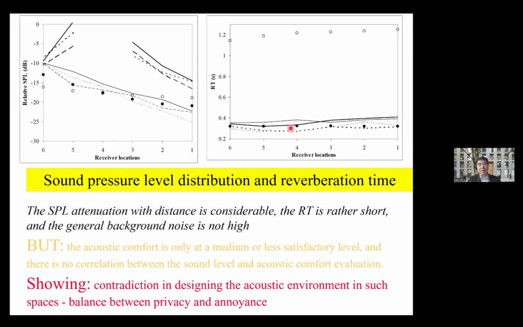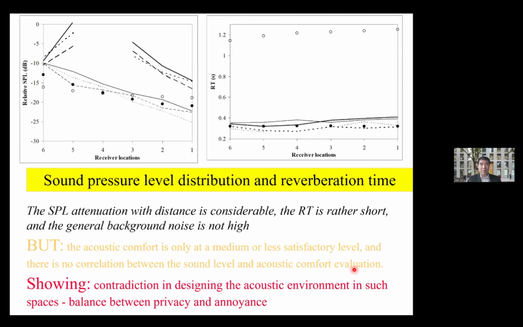So given this acoustic design, if you only think about physical aspects, this library reading room should be fine because it's got quite good sound attenuation, very low RT. But actually, when we did the survey, we found the acoustic comfort is only at the medium or less satisfactory level. And there's no correlation between sound level and acoustic comfort evaluation because we measure different time at different sound levels.